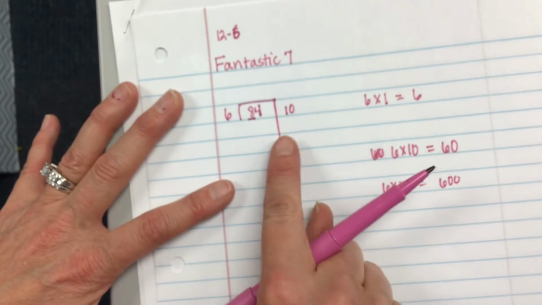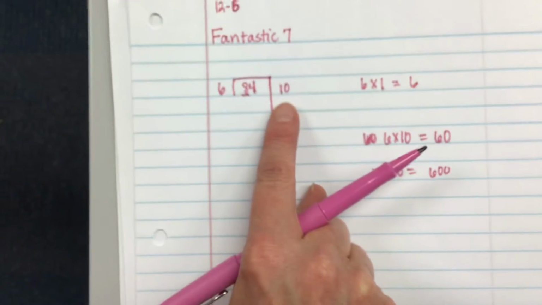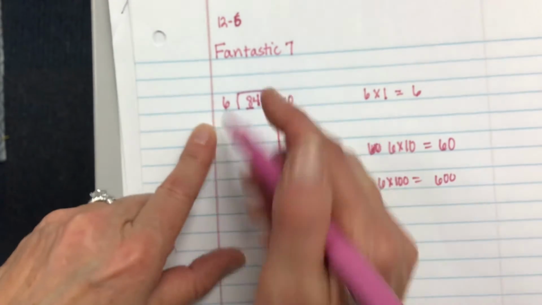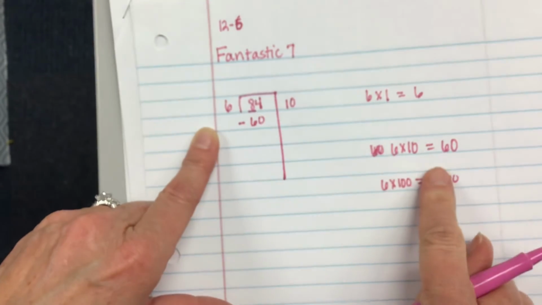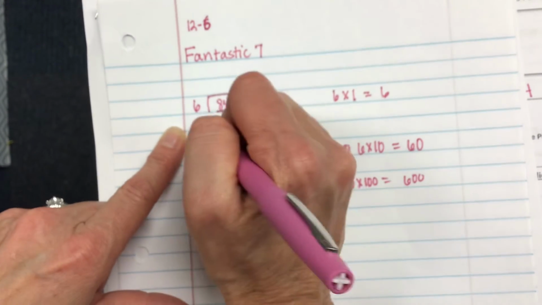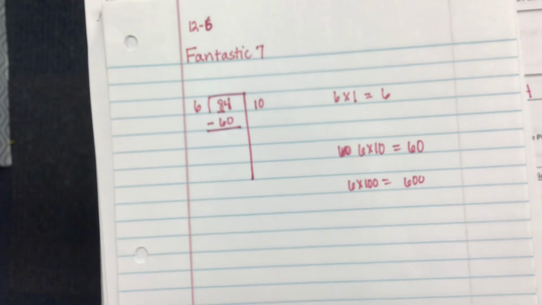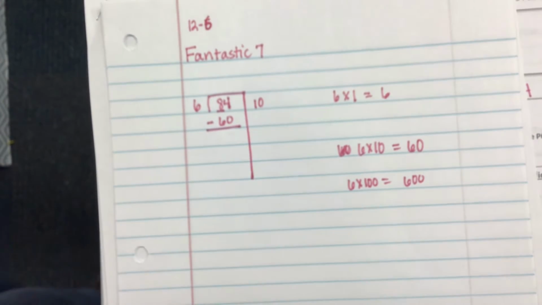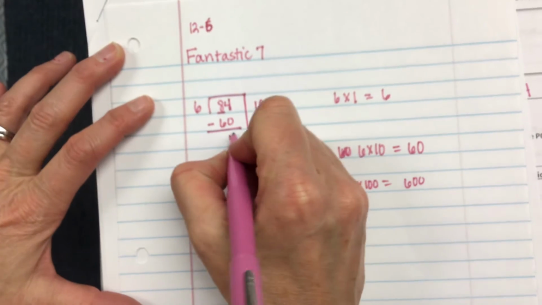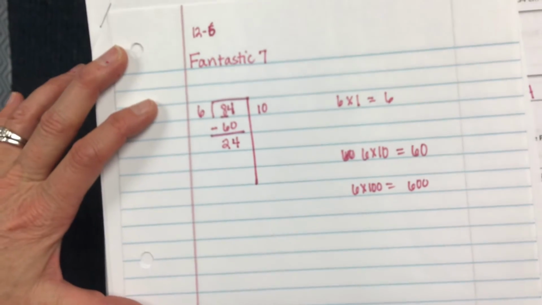Why 10? Because I'm going to subtract 6 ten times, which is the same as subtracting 60. Does that make sense? Okay. Then I'm going to subtract. All I'm doing is division is repeated subtraction. All I am doing is chunking it together so that I don't have to subtract 6 ten times. I'm going to subtract 60. Okay? And when I subtract, now I have 24 left.